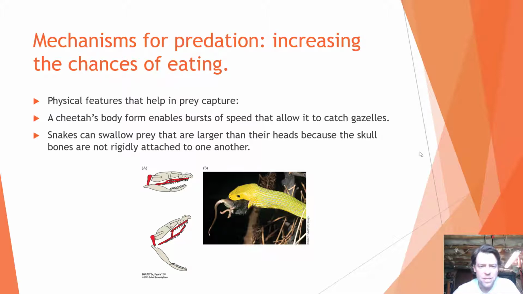And just as an aside, your book says this, that if you could dislocate your jaw and swallow something the size that a snake can, you could swallow a watermelon whole. I'd heard previously a bowling ball, but regardless, that's pretty impressive.